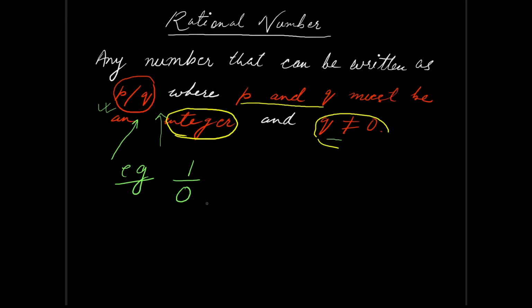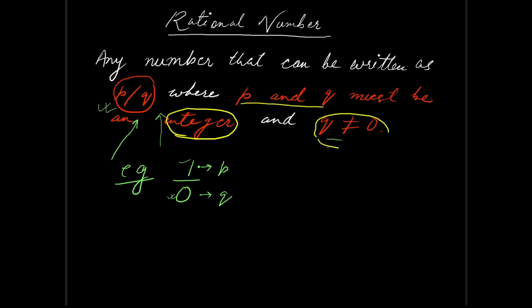Is 1 by 0 a rational number? So let's check. 1 by 0 is in the form of p by q. Here we have p as 1 and q as 0. P and q both are integers, because 1 and 0 both are integers.